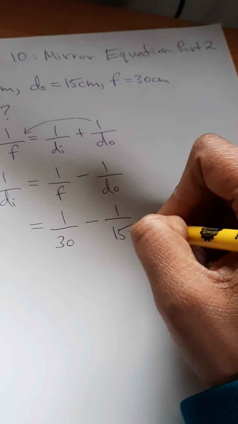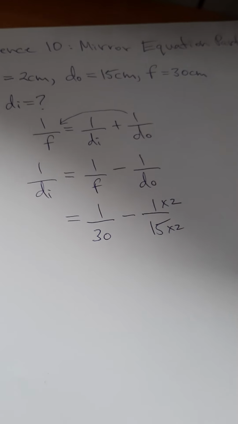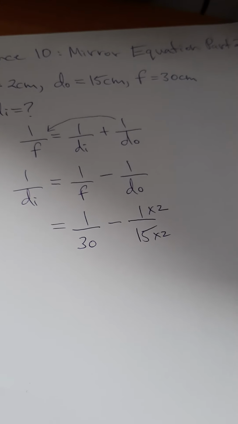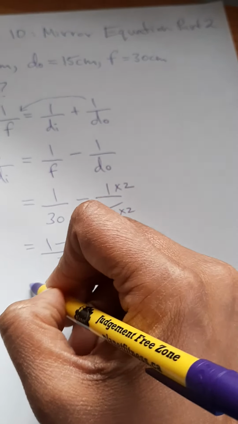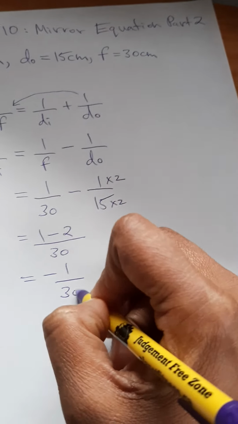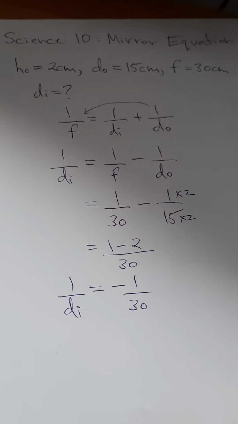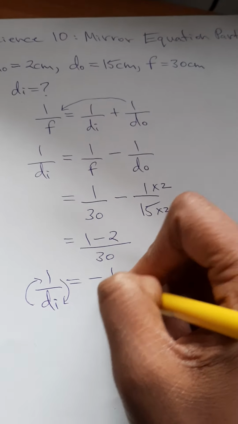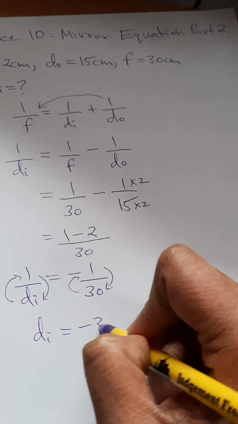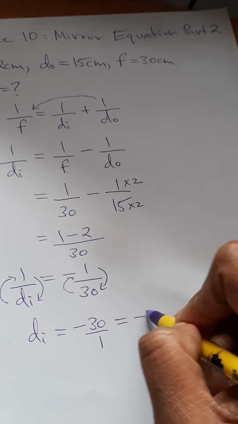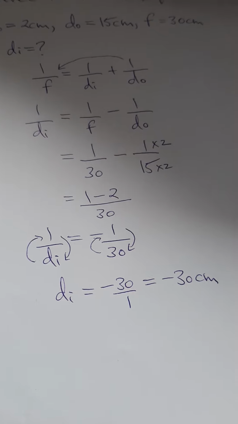I'm going to do a common denominator here, and the reason I'm doing the common denominator is so I can get an exact value. So this is going to be 1 minus 2 over 30, so negative 1 over 30, which is the fraction here. Remember, this is 1 over di. So what we're going to do is just flip over the two fractions. So di is going to equal negative 30 over 1, or negative 30 centimeters. And that's our answer for the di value.